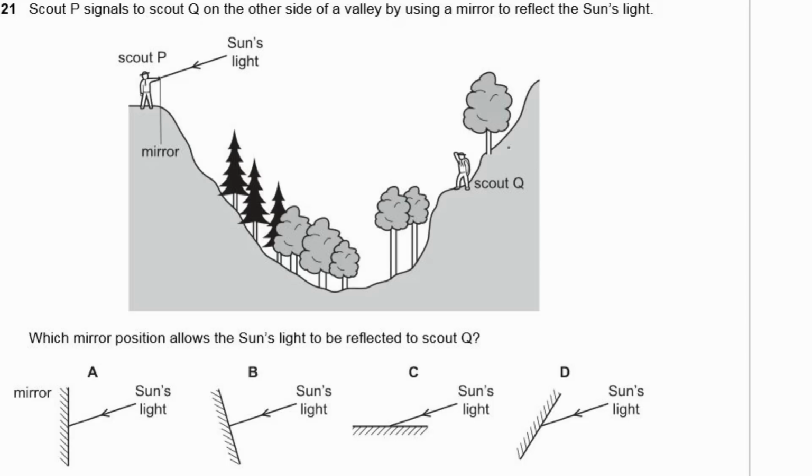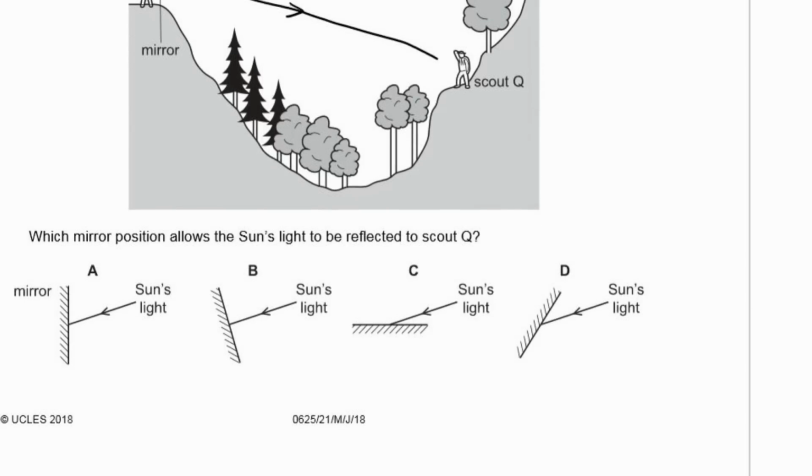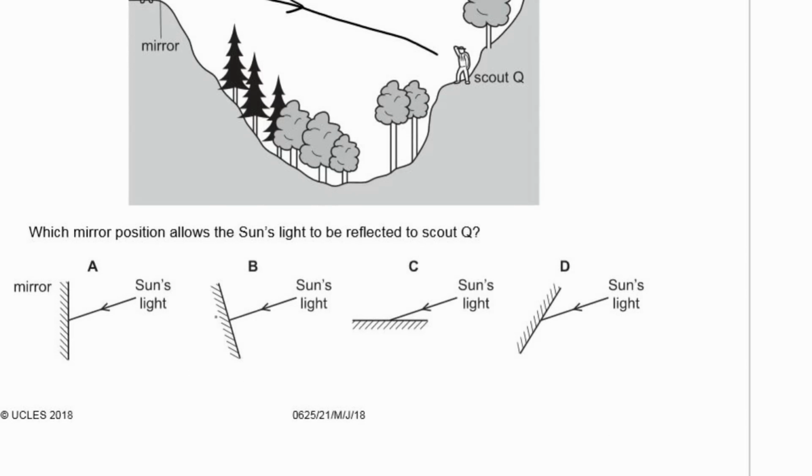21. Scout P signals to Scout Q on the other side of the valley by using a mirror to reflect the sun's light. So let's look at that. Sun's light coming in, we need the light to come down this way to reach Scout Q. Which mirror position will allow this to happen? Let's examine them. So A, that looks pretty good to me. B, the sunlight's going to bounce back where it came from. C, it's going to go off in the wrong direction entirely, and D is just going to go off towards the ground. So it's option A.